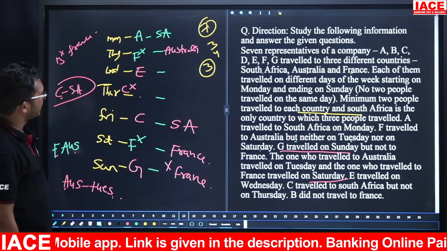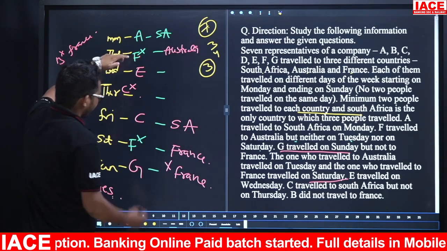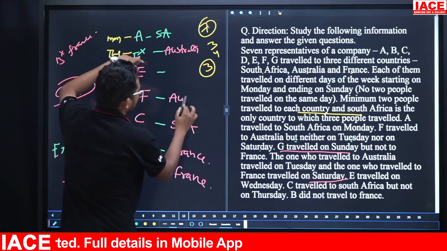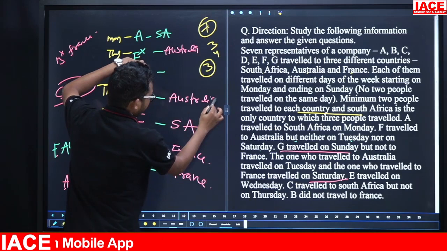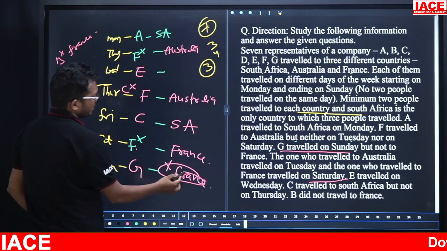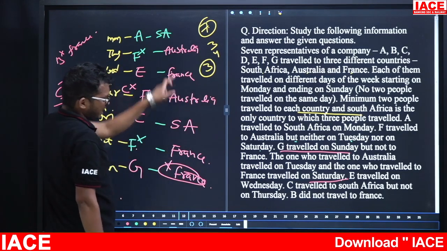So F Australia means for F here, no chance. That means the only possibility for F is Australia. Next one, here for France, no chance and no chance. Now France here, no chance, means this is the only possibility for France. Why? Because for France, 3 persons compulsorily should go.